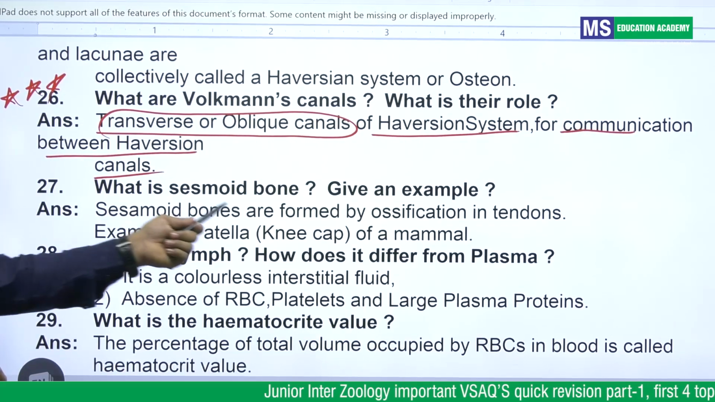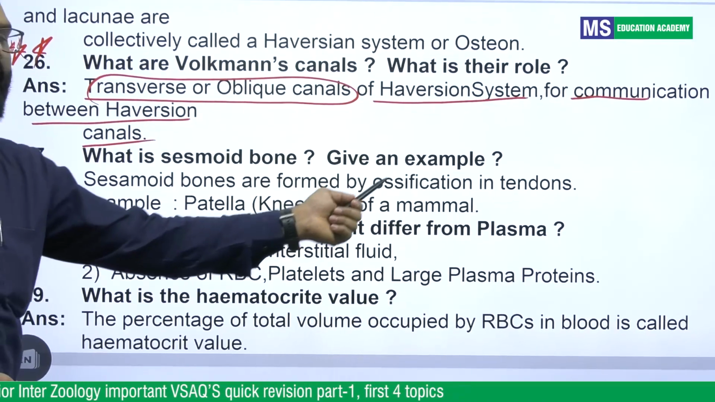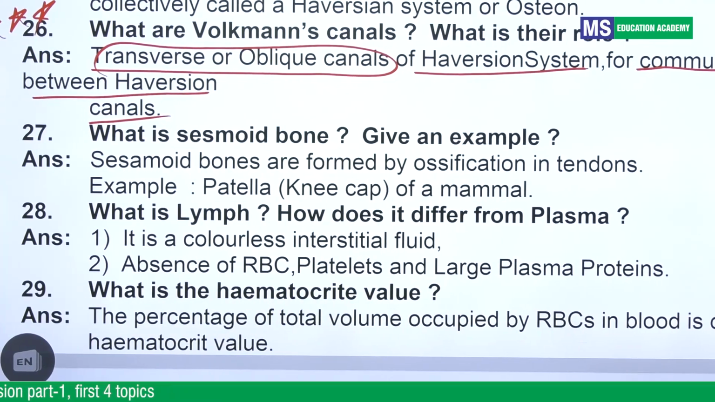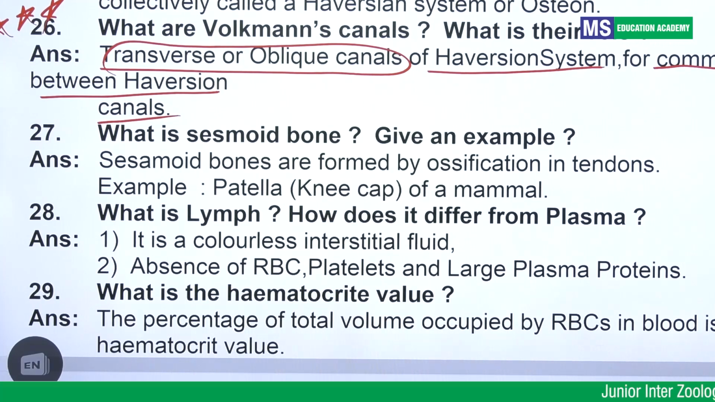What is a sesamoid bone? Give example. It is formed by ossification of tendons. Example, patella.